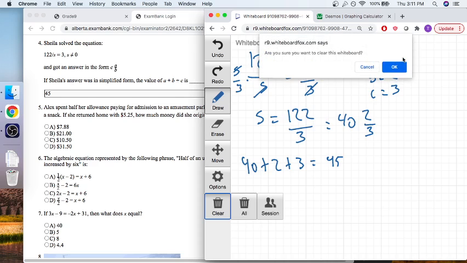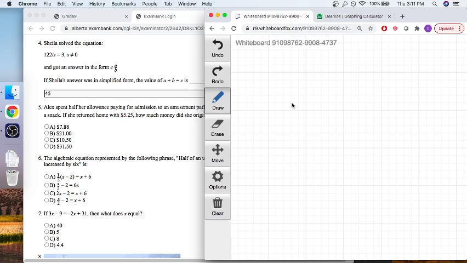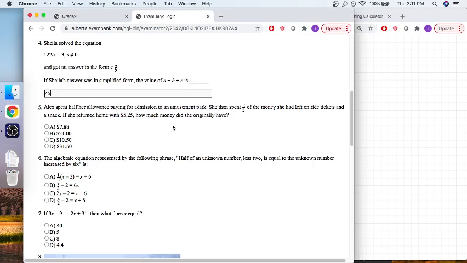Okay. So we're looking for the original money, and we have $5.25 remaining. Okay. So let's go backwards in time. So we returned home with $5.25. Okay, she spent 2/3 of the money she had left on ride tickets and a snack.